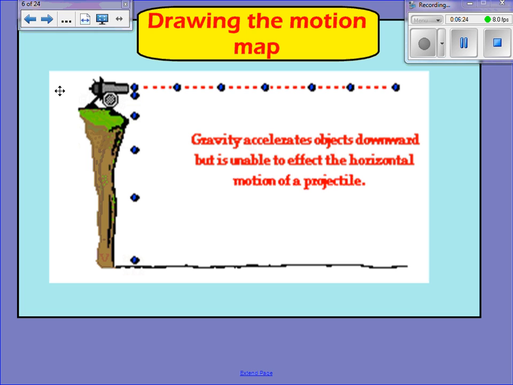Let's look at that in another way. Let's suppose I was firing a cannonball from a cannon at the top of a cliff horizontally. Now, let's say I could magically turn off gravity for just a moment. If I could turn off gravity, once the cannonball was fired, it would continue to move the same amount of distance forever and ever and ever. Notice that the distance in between each dot per unit of time is exactly the same.